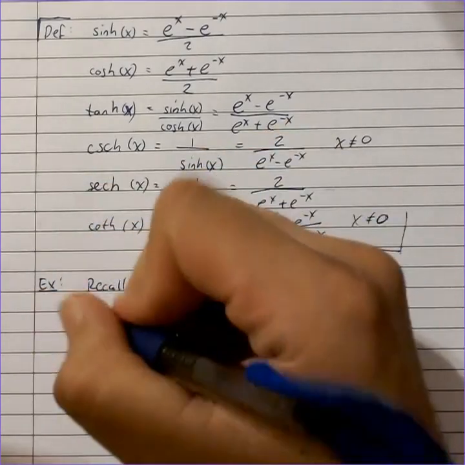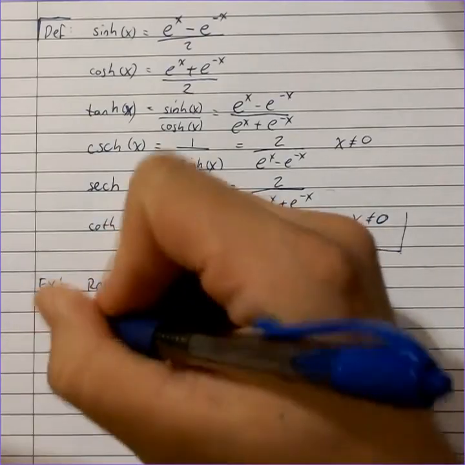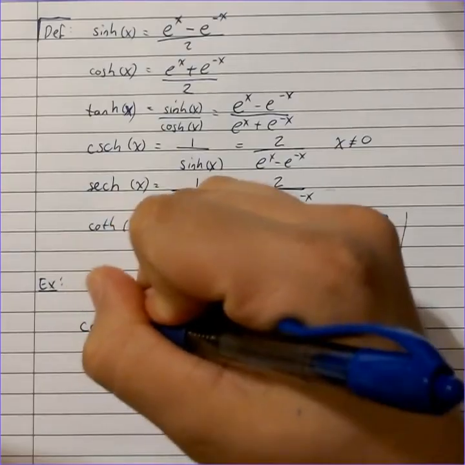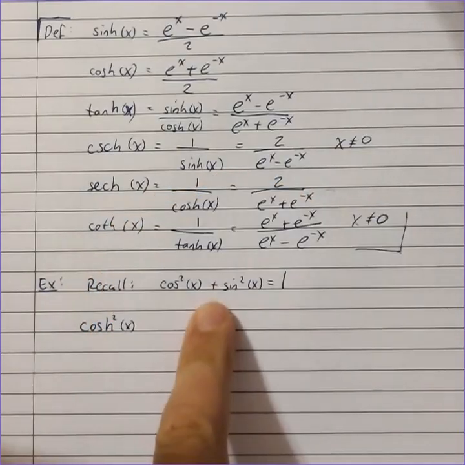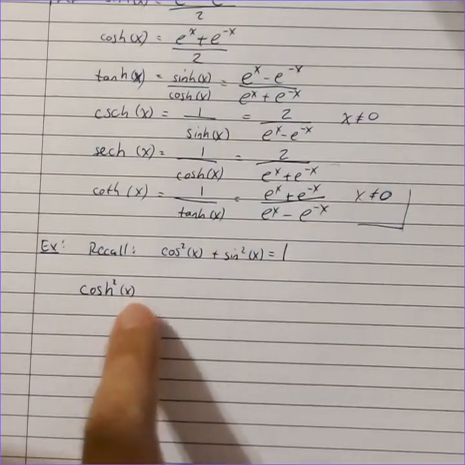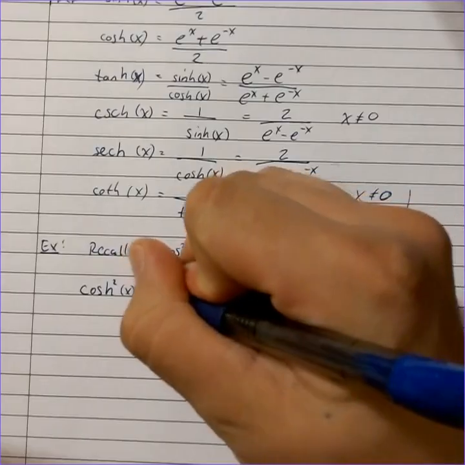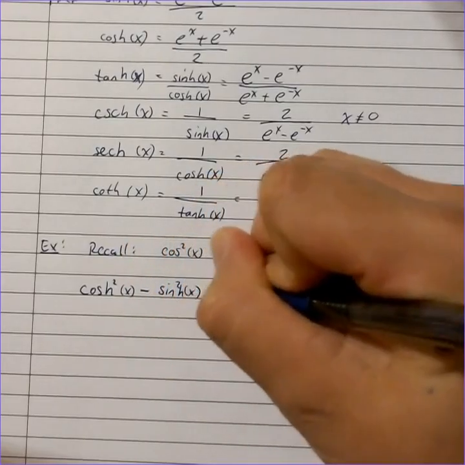It turns out that we have something very similar for the hyperbolic functions. It turns out that cosh squared of x, now it's not going to be plus, these are not exactly the same. They're similar, but not exactly the same. It's going to turn out to be cosh squared of x minus sinh squared of x is equal to 1.